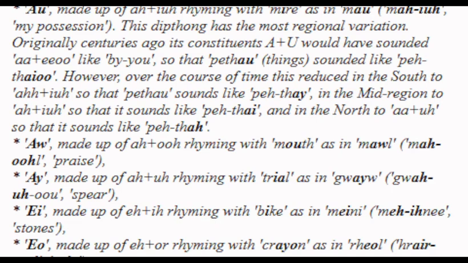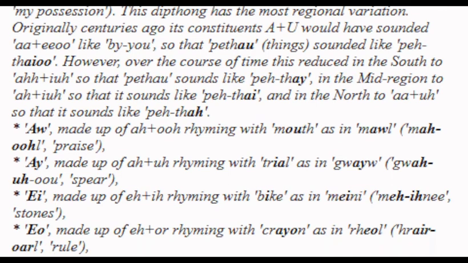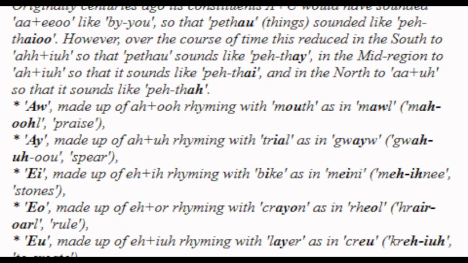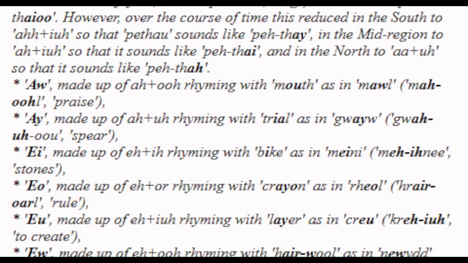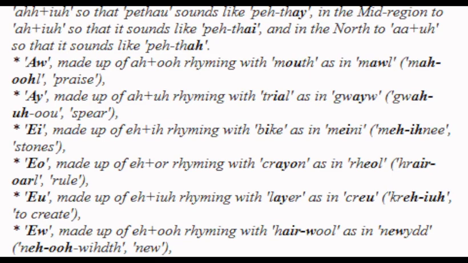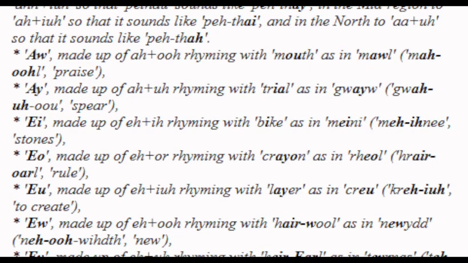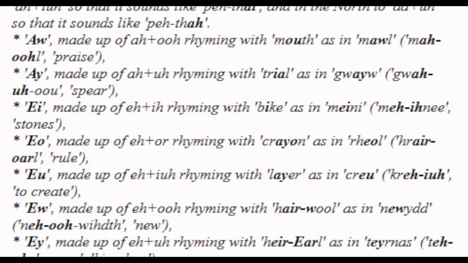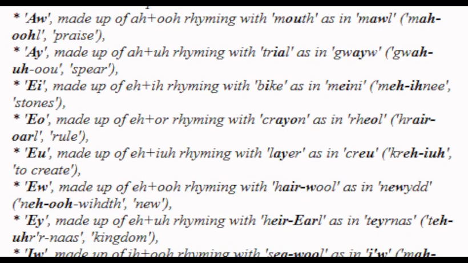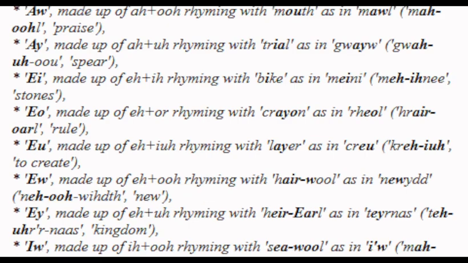Ow, made up of R plus O, rhyming with mouth, as in mowl, praise. I, made up of R plus I, rhyming with trial, as in gwael, spear. A, made up of A plus E, rhyming with bike, as in maini, stones. Ao, made up of A plus O, rhyming with crayon, as in rail, rule.